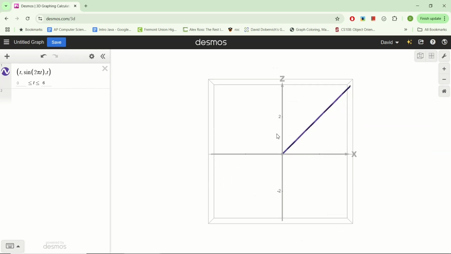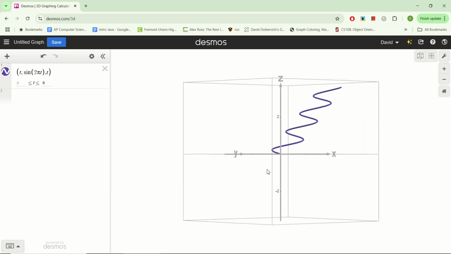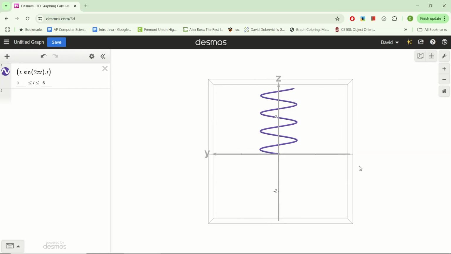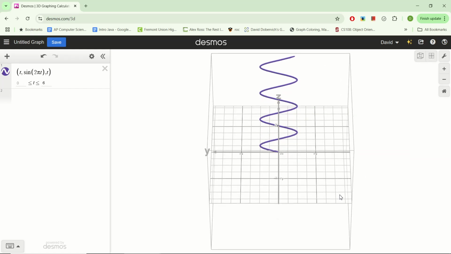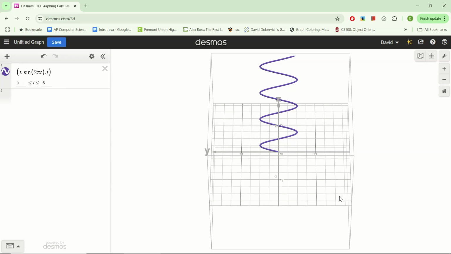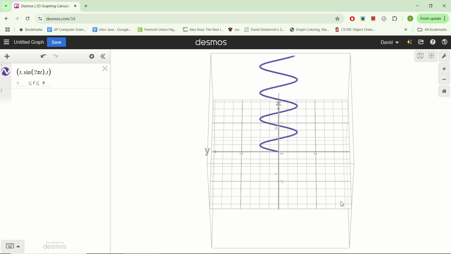In fact, if we look at the xz plane, you can see the diagonal line of the plane that it's oscillating inside of. So if I look at it this way, you can see the oscillations. If I look at it sort of straight on, like diagonally, here-ish, that's what it looks like.